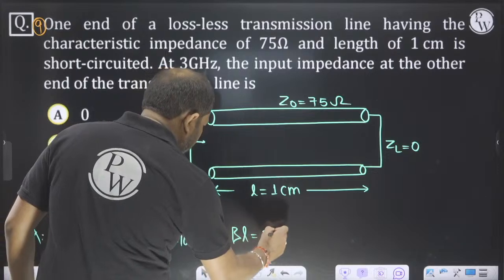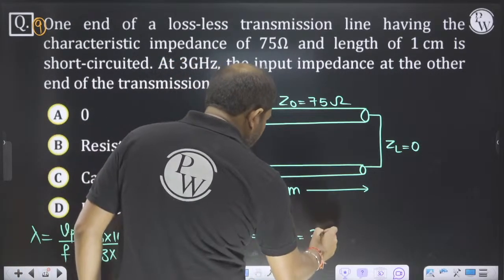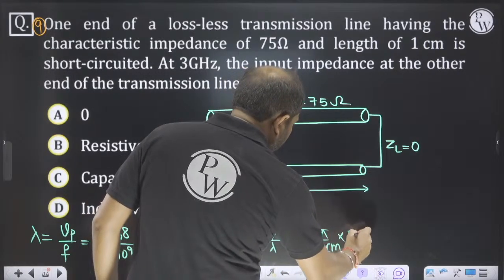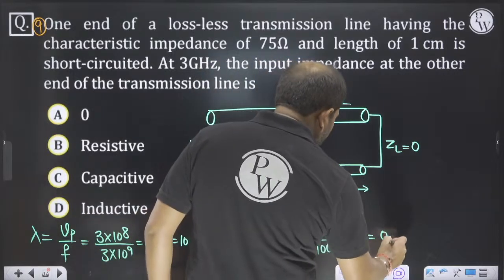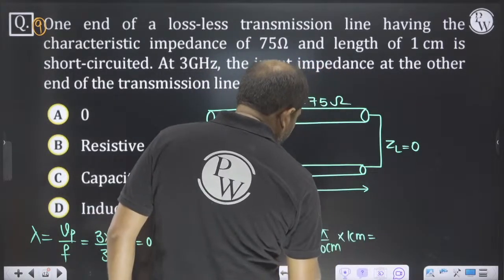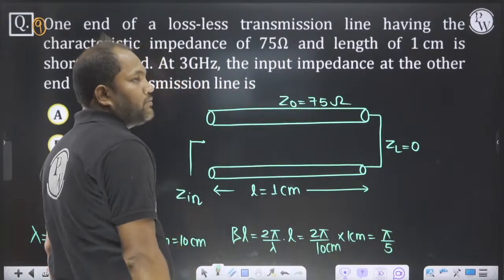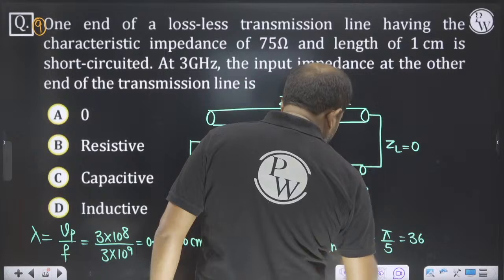Then I will calculate beta L. Beta L is equal to 2 pi by lambda into length. Lambda is 10 centimeter, and L is 1 centimeter, so it will be 0.2 pi. 0.2 pi means pi by 5. Pi by 5 is 36 degree.